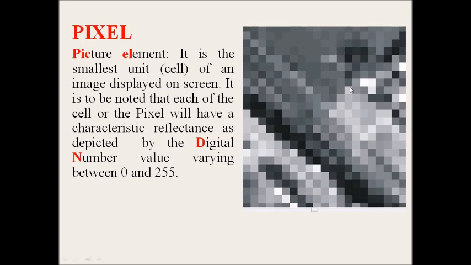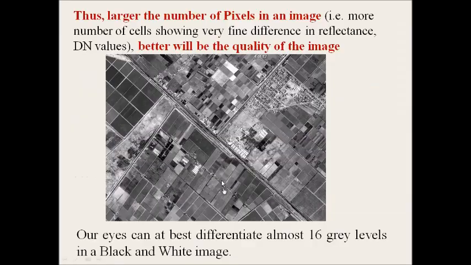Now here it has pixels which are relatively showing a very bright tone, and then you have pixels which are showing darker tones. Thus, the larger the number of pixels in an image, that is, more cells showing very fine difference in reflectance or the DN value, the better will be the quality of the image. So an image having a larger number of pixels or cells with different varied reflectance values or DN numbers will be of a better quality.